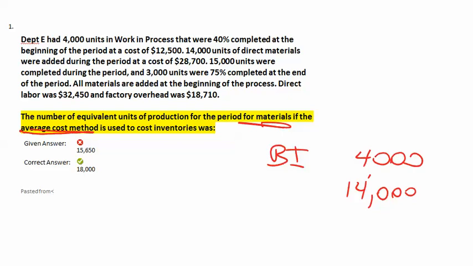Well, I had 4,000 in the beginning inventory. I added 14, so my answer is going to be 18,000 under the average cost method. The average cost method considers all materials that were in the beginning inventory and what was added. If this question were FIFO, first in, first out, I would only be looking at the 14,000, and that would be the correct answer under FIFO. But under the average cost, we have to use all of it.